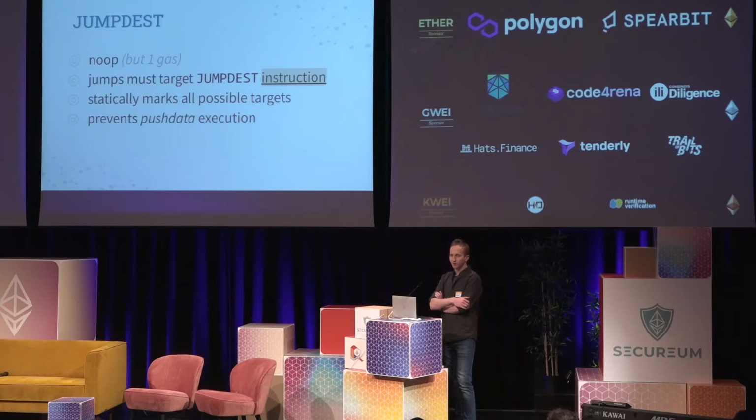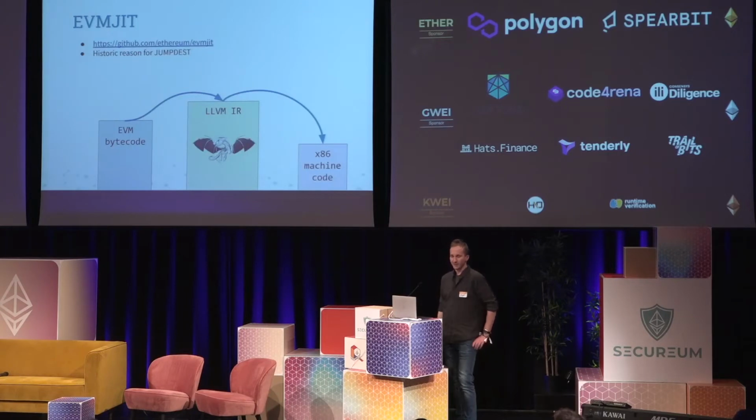It's actually a bit more complicated to figure out if the byte you're jumping to is actually a JUMPDEST instruction, because we also need to eliminate the immediate values of push instructions. And this JUMPDEST instruction wasn't actually there in the beginning. The very old EVM specification, which predates the EVM launch, didn't have it, and you could actually execute any bytes you wanted, including data bytes.